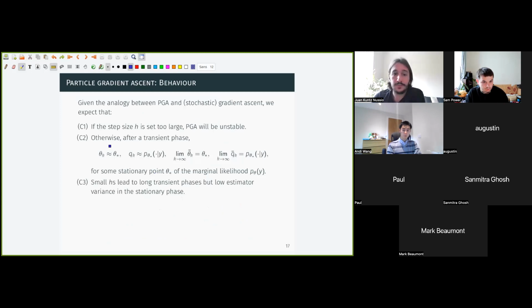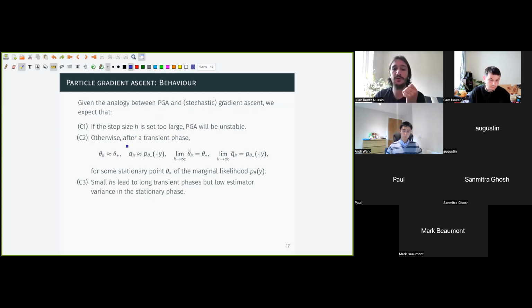So we have this analogy between PGA and gradient descent, or I should say stochastic gradient descent, because we've replaced this integral with an empirical average. So we can start to make some guesses on how PGA might behave from what we know about how SGD behaves. And I should say SGD with a constant step size, because we're not doing anything fancy. We're doing the simplest thing we can. So in particular, if the step size h that we use to discretize time is too large, then PGA will be unstable.